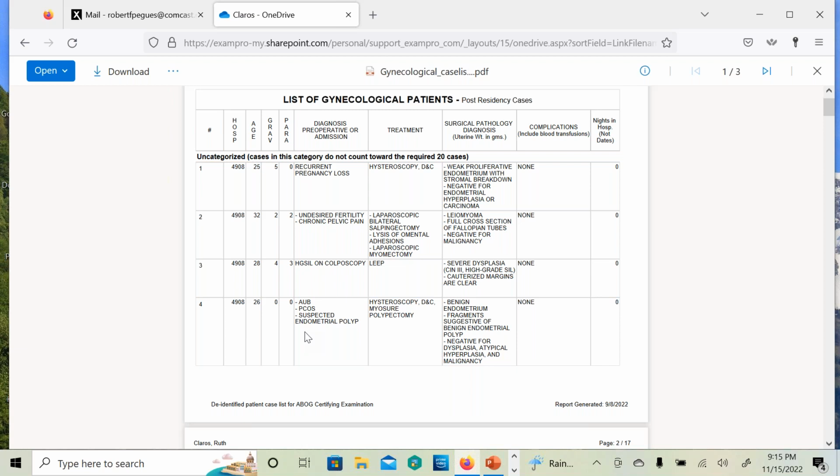So we have a 26-year-old nulligravid patient. We've got AUB, not otherwise specified. We have PCOS and a suspected endometrial polyp. In a patient with PCOS, if you see a structural lesion or suspicion of an endometrial polyp, does that raise any particular concerns or differential diagnosis that you would not have so much in a patient who did not have PCOS? In other words, would a structural lesion like an endometrial polyp possibly mean something different in a PCOS patient than in a patient who did not have PCOS, but who had AUB?